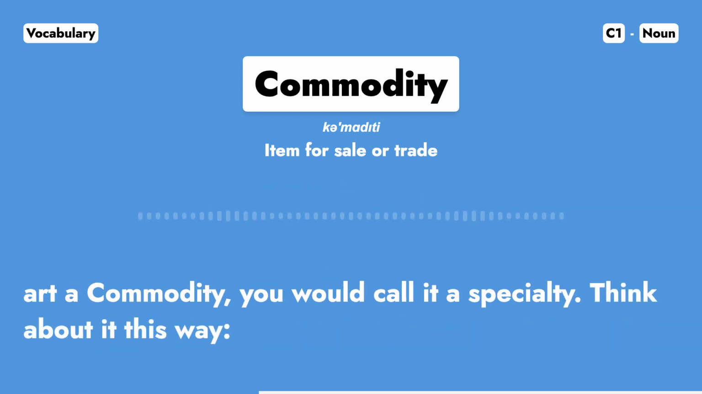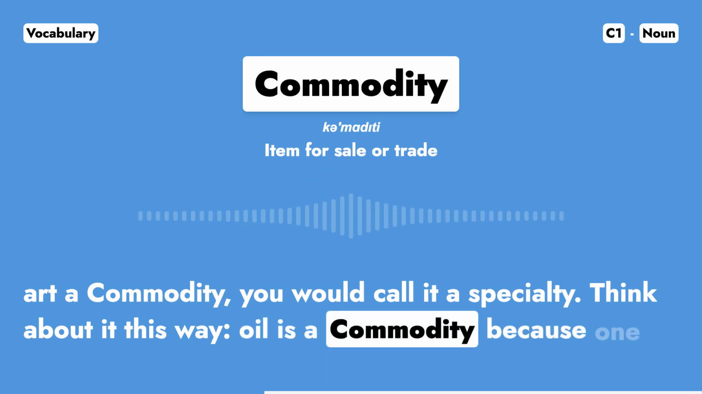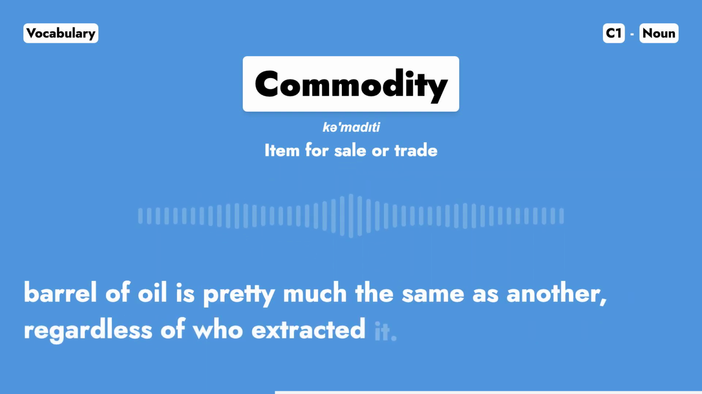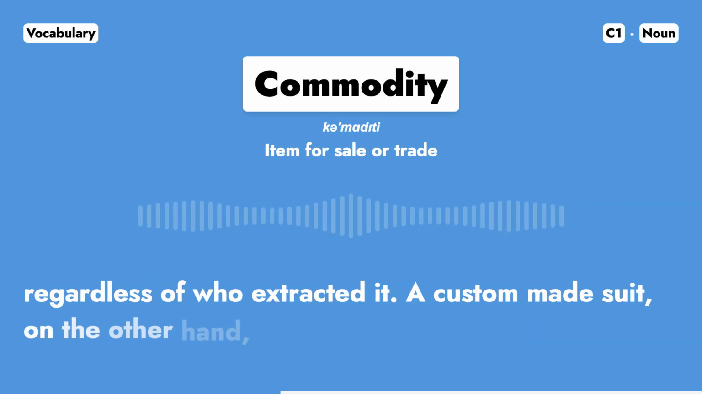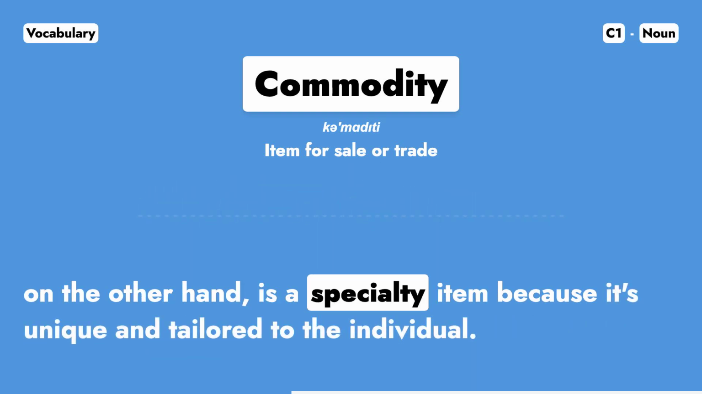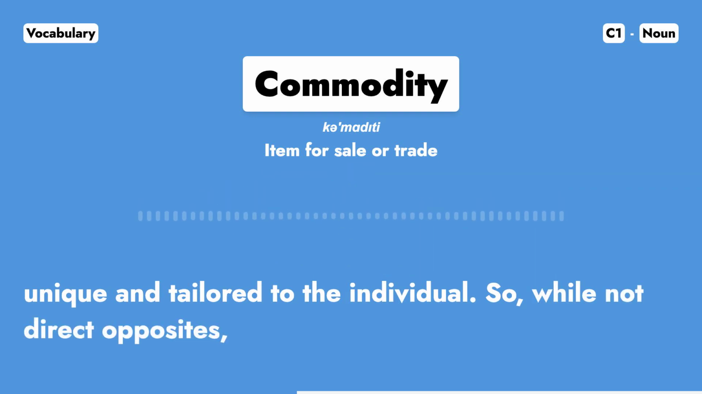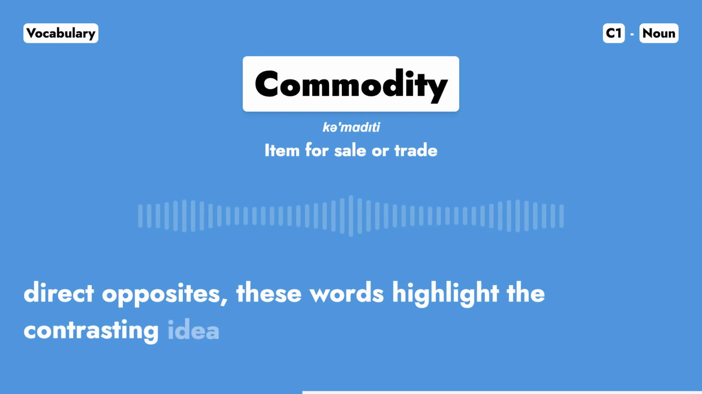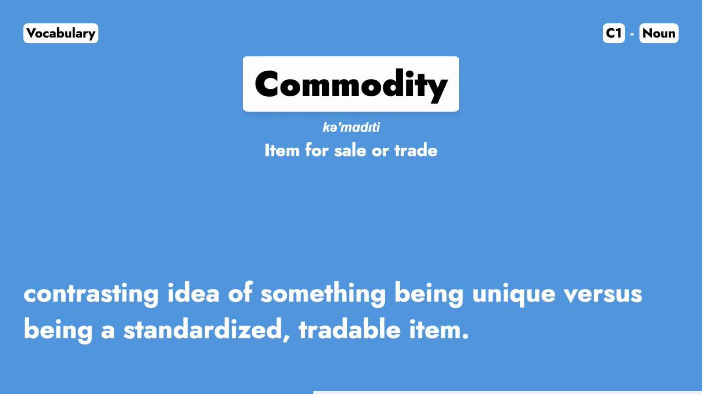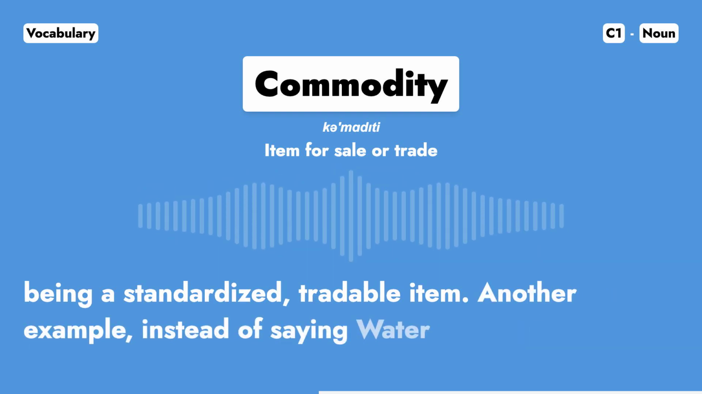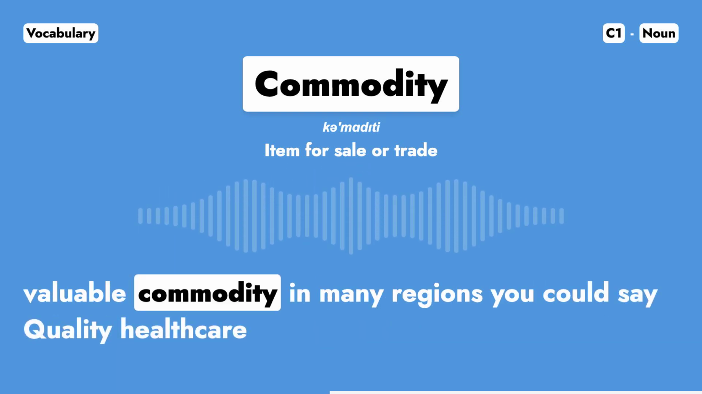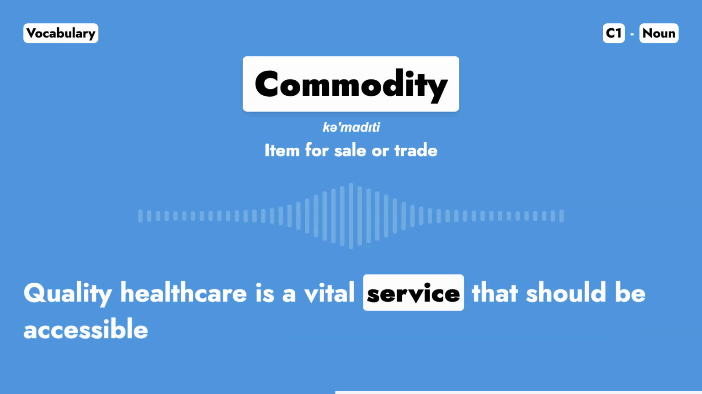Think about it this way. Oil is a commodity because one barrel of oil is pretty much the same as another, regardless of who extracted it. A custom-made suit, on the other hand, is a specialty item because it's unique and tailored to the individual. So, while not direct opposites, these words highlight the contrasting idea of something being unique versus being a standardized, tradable item. Another example, instead of saying water has become a valuable commodity in many regions, you could say quality healthcare is a vital service that should be accessible to all.